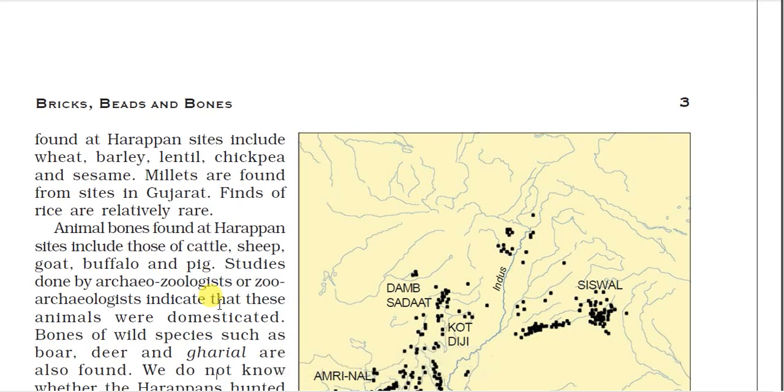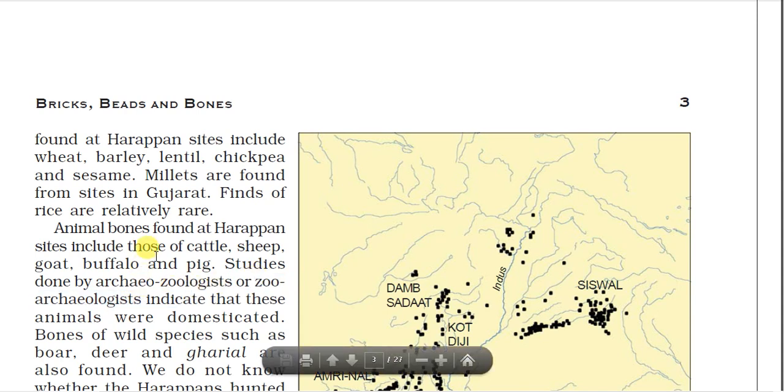The next is animal species. As I've told you, botany is one branch of science which deals with plant species. There is another branch of science that deals with ancient animal species, and they are archaeozoologists. Zoology is one such branch of science that deals with animal species. Archaeozoologists are people who work to study the ancient animal species of different civilizations. They're also known as zoo archaeologists.